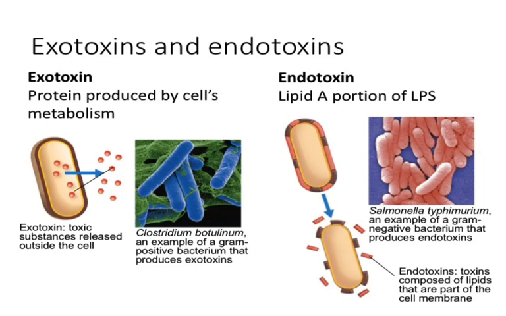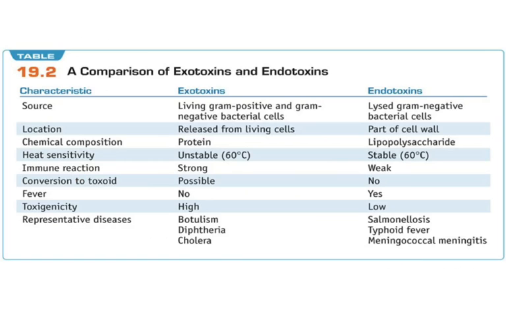A couple other features I just want to point out real quick. Endotoxins cannot be converted to a toxoid vaccine because they are incredibly heat stable, unlike the exotoxins. Let's see, it lists this as part of the cell wall, but it's more the outer membrane. And then because endotoxins are part of that LPS, we only find them in gram-negatives, unlike the exotoxins, which can be found in both gram-negatives and gram-positives.